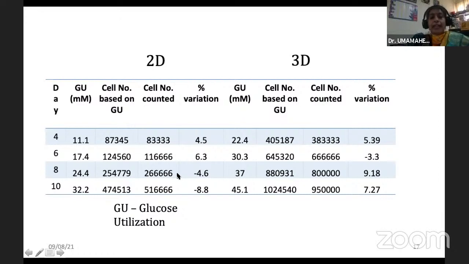And we had counted the cells, of course. Even in the spheroid, we disrupted the cells and then we counted those cells to identify the number of cells in those spheroids. And we compared the values that we obtained from the glucose utilization and the number of cells. And again, we find there is a very good correlation. There's only less than 10% variation in this.